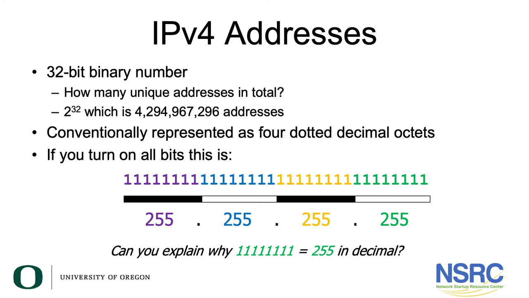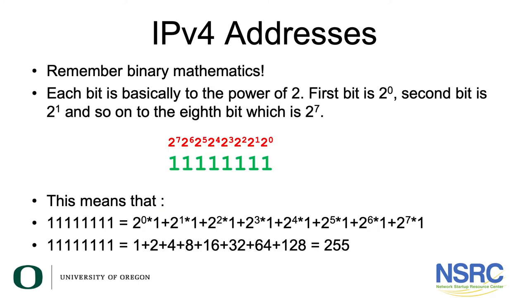So, can you explain why 11111111, 8 ones, equal 255 in decimal? Remember, we're talking about binary mathematics. So, each bit is basically a power of 2. The first bit is 2 to the power of 0. The second bit is 2 to the power of 1. This is from the right, and so on to the 8th bit, which is 2 to the power of 7.